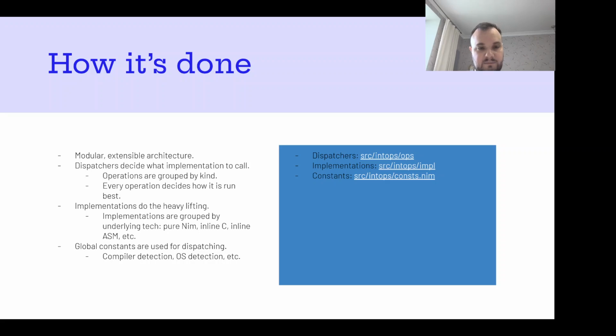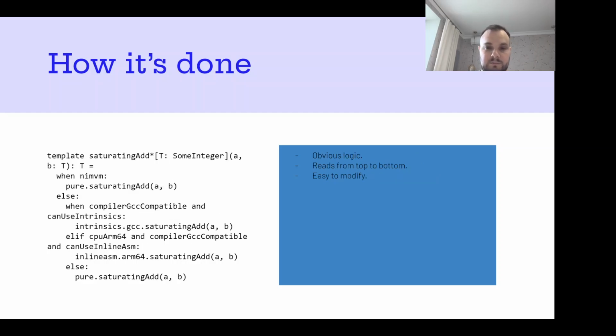The second big chunk is implementations. It's a separate module that is grouped by the technology that underlies the implementation. So we have a pure submodule, an inline C submodule, an inline ASM submodule, and some submodules are further divided into flavors. For example, we have ARM64 assembly and x86 assembly. And there's also the third chunk, which is called constants. This is just a collection of compile-time available constants used by dispatchers to decide which implementation to call.